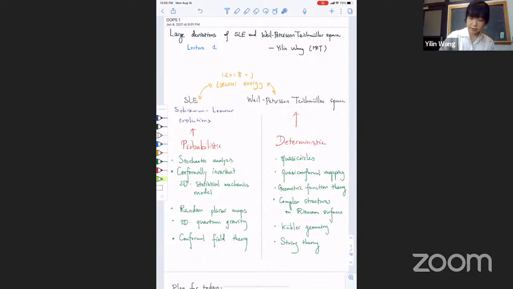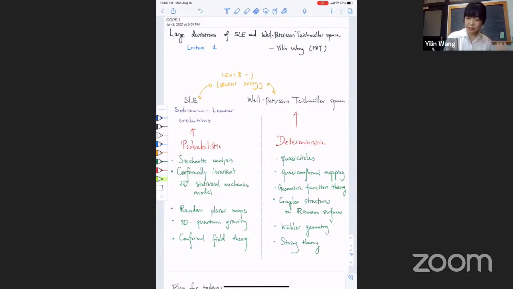So these are sides of SLE, and Weil-Petersson Teichmuller space. They're deterministic objects, with keywords like quasi-circles. These are some kind of Jordan curves. They're the image of round circles under a quasi-conformal mapping. A quasi-conformal mapping has a bit less restriction than a conformal mapping. Conformal mappings send infinitesimal circles to infinitesimal circles, but quasi-conformal mappings send infinitesimal circles to ellipses.